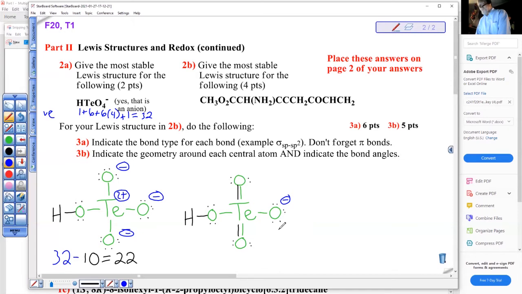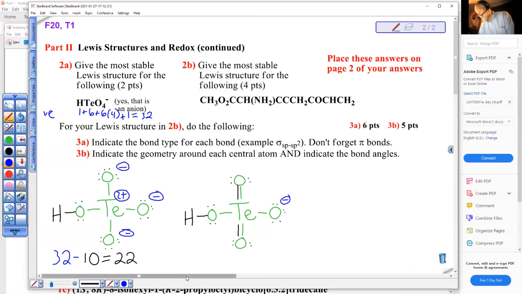So 2A is done. Moving on to 2B. We don't do a valence electron count for organic molecules. We just go by the nature of the atoms found in organic chemistry. Very popular ones: C's, H's, O's, and N's.